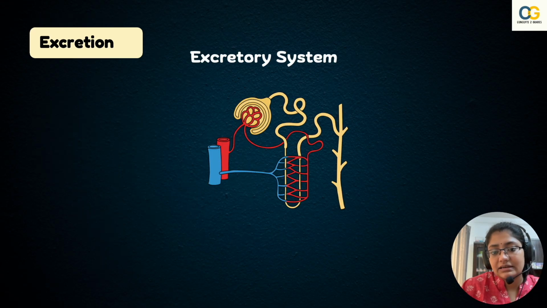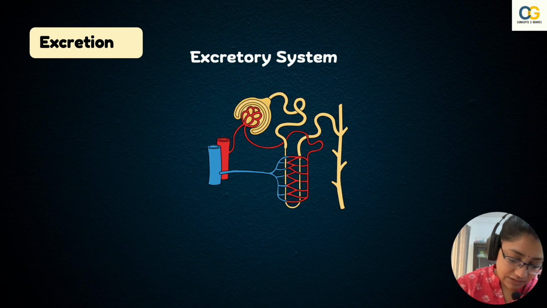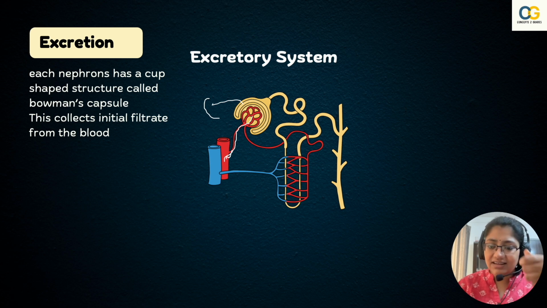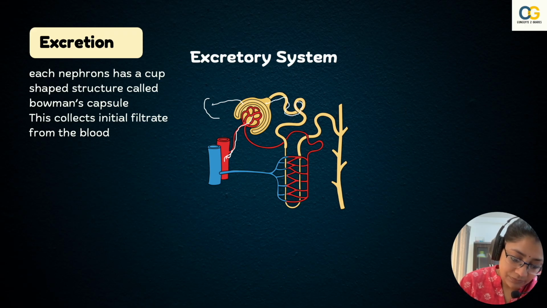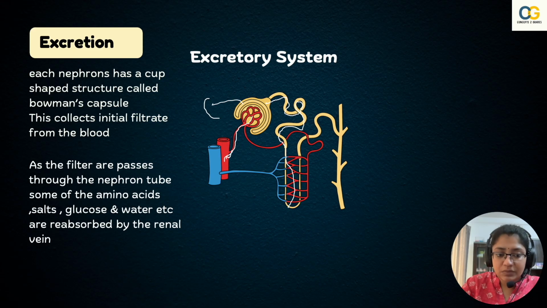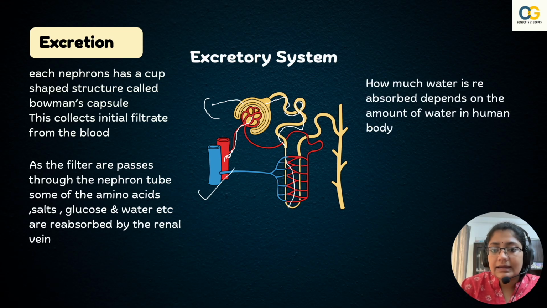So what happens inside the nephron is, if you see the first part, the blood from the renal artery comes into the Bowman's capsule, which collects the initial filtrate. It is like how you strain your tea, it is just collecting the initial filtrate of the blood and passing it through the nephron tube, where again there are blood vessels which are taking back anything which shouldn't have been filtered, like water, salts, amino acids, excess glucose. If it is there, it gets reabsorbed by the renal vein, which absorbs it and takes it back for oxygenation and transportation.